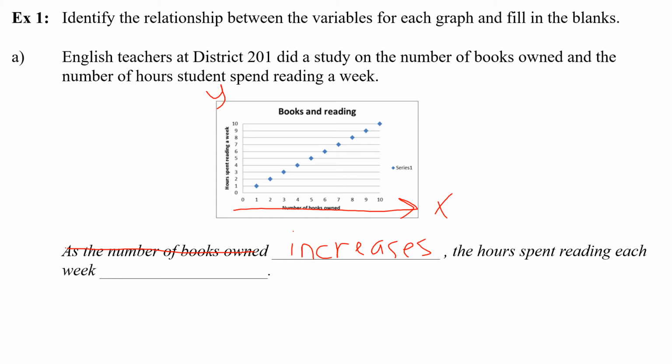They want to know, as x gets bigger, what happens to y. So now we're looking at y, how many hours spent reading each week. It starts here at 1, and then it keeps going up all the way to 10 as well. So as the number of books owned increases, the hours spent reading each week also increases.